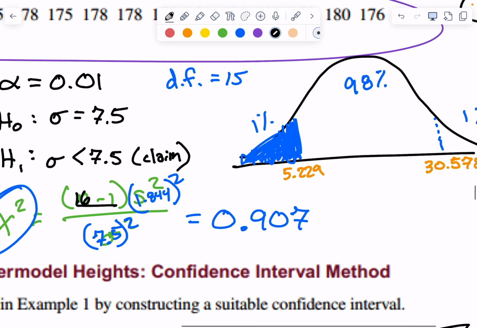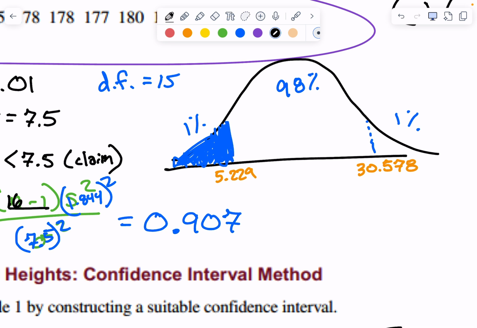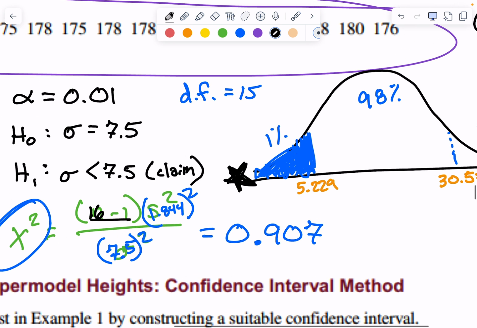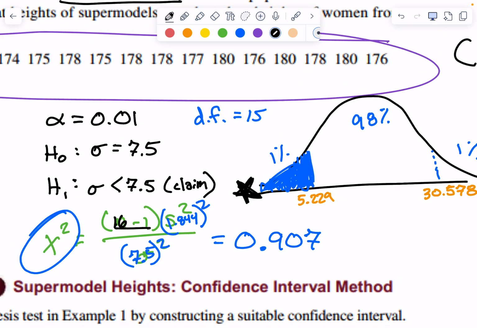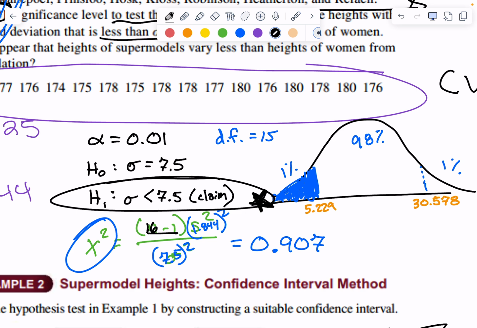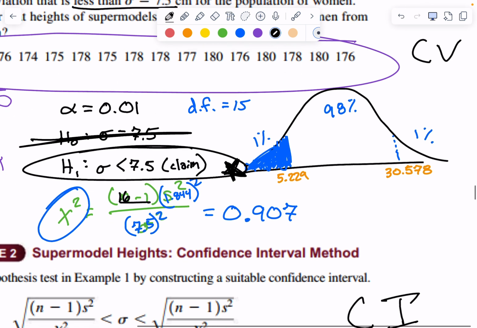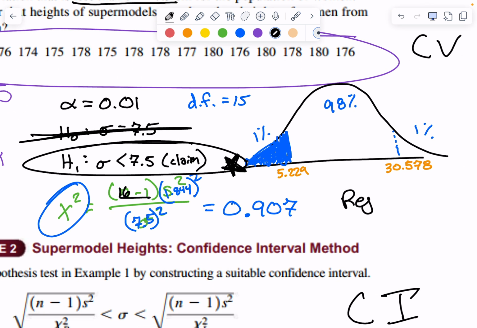Where does he live? All the way over here. So is he in equal to land or is he in less than land? He's in less than land, in the less than part of it. So we go this and we go that, which is exactly how I thought it was going to be. 1.844 is way less than 7.5. So I'm going to say that. All right, so we write reject H naught, and the claim is true.